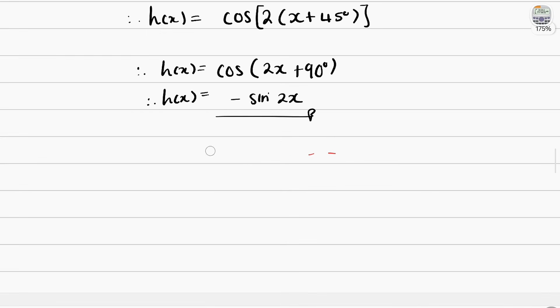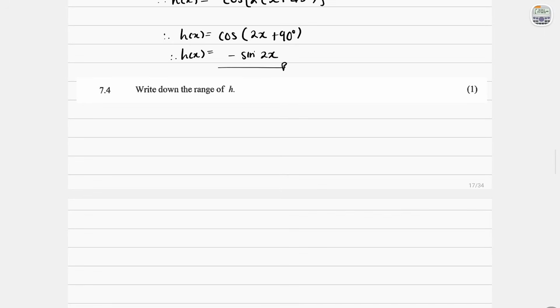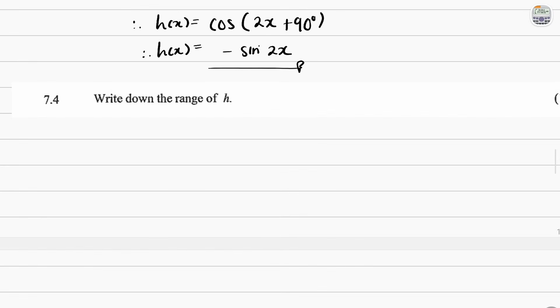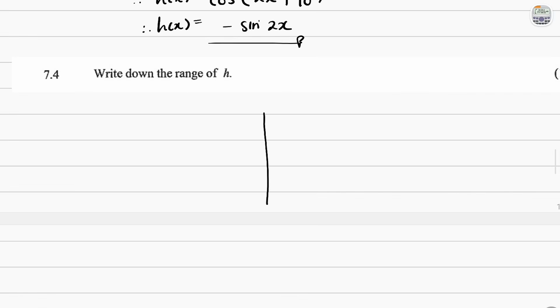And that is our answer. Moving on to the next question. Question 7.4 says, write down the range of h. So this is h. What would be the range of this graph? It's a sine graph and it just has negative. Regardless of whether it has negative or positive, it's specifically a negative one here.